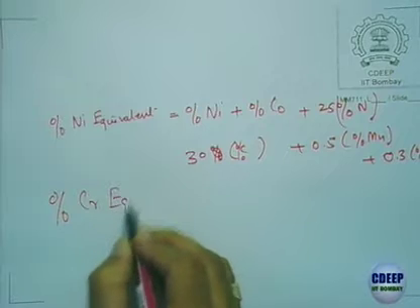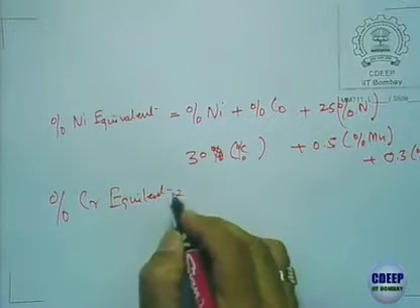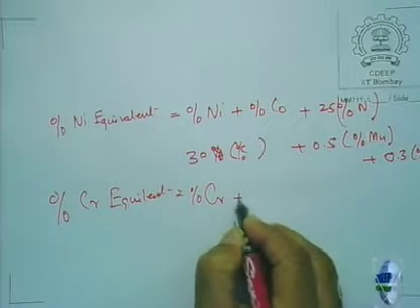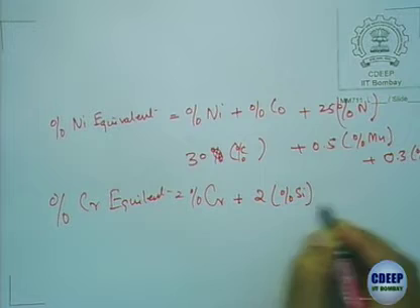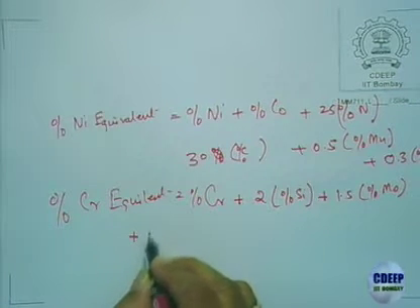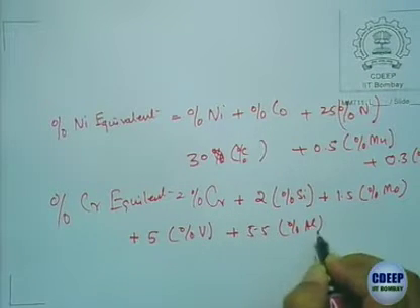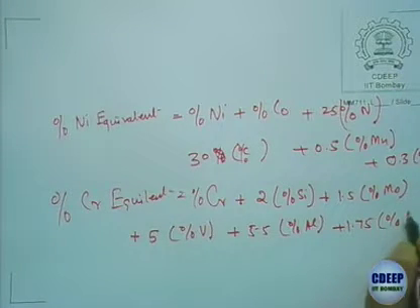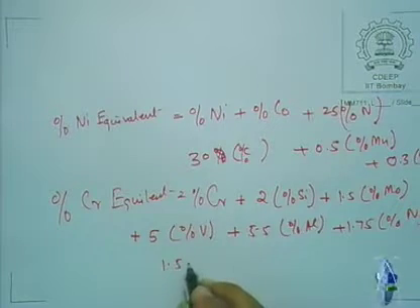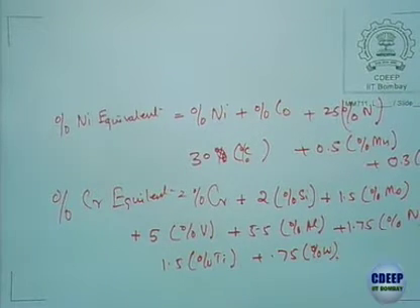Clear? Now, the percentage of ferritic stabilizing elements is called chromium equivalent, because chromium is one of the most important ferritic stabilizing elements. So in this, it is total percentage of chromium plus twice the percentage of silicon plus 1.5 into percentage of molybdenum plus 5 into percentage of vanadium plus 5.5 into percentage of aluminium, 1.7 into percentage of niobium, 1.5 into percentage of titanium, and 0.75 into percentage of tungsten. Okay, you have to remember this, and we will use this several times in future also.